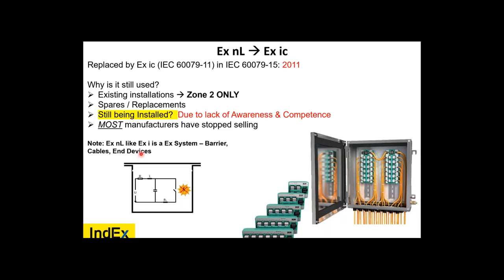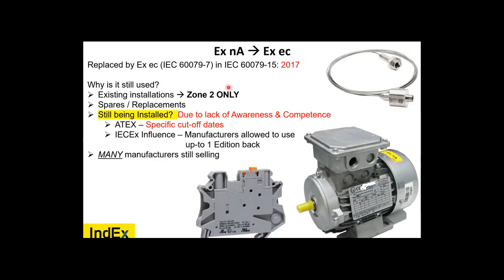So NL, like EXI, is an EX system. This barrier, that barrier is EXNA, which must go into an NA box. But the circuit it's feeding is NL out to the device. But now, all of this would probably become EC with an IEC inside. So what's going on with EXNA? Well, in 2017, it was upgraded. I would say it's an upgrade to EXEC.